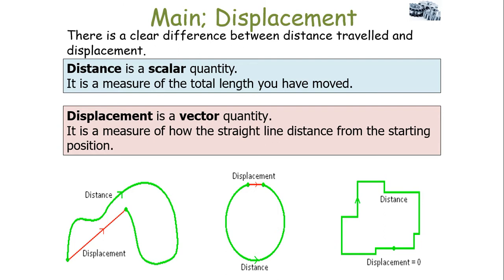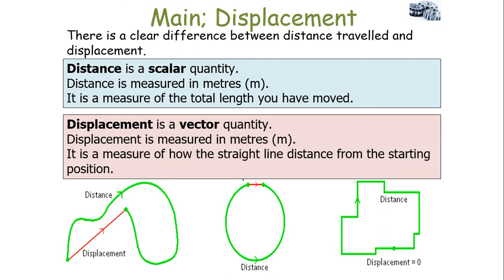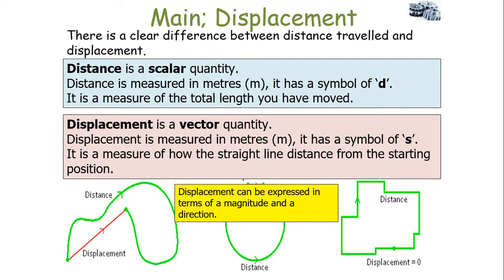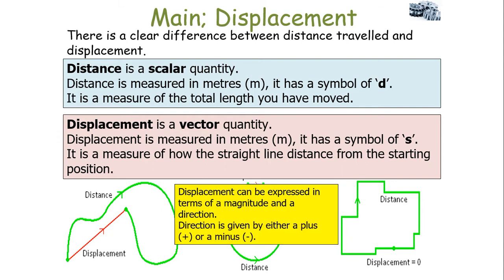Distance is a scalar quantity. It's a measure of the total length you've moved, whilst displacement is a vector quantity. It's a measure of the straight line distance from the starting point. So whilst they're both measured in meters, one has a symbol of d, distance, and the other has a symbol of s, displacement. Now, displacement can be expressed in terms of a magnitude and a direction, and the direction can be given as a positive or a negative, so +5 and -5.